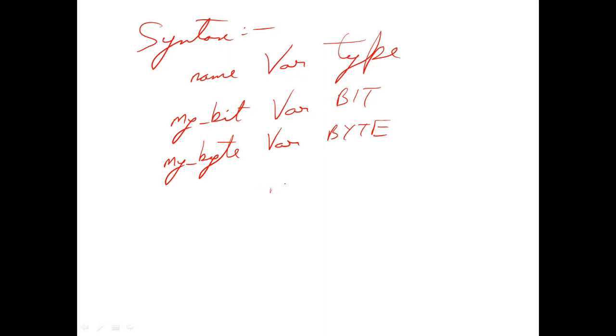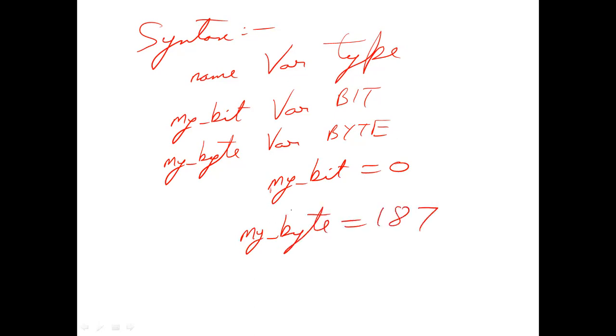Now I can assign the values to these variables like this. Very straightforward. my_bit equal to 0. So it makes this variable my_bit as low. And I can assign a decimal value of 187 like this to the variable of type byte, which is my_byte.